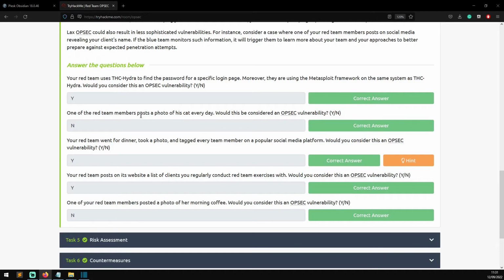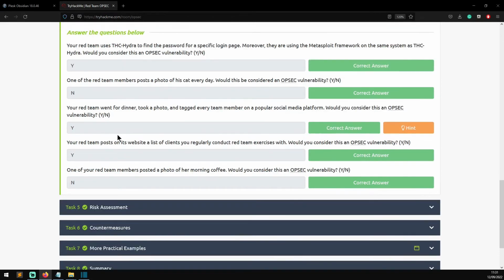One of the red team members posts a photo of his cat every day. Would you consider this to be an OPSEC vulnerability? It would be a catastrophe, but no, it's not an OPSEC vulnerability. The red team went for dinner, took a photo and tagged every member of the team on popular social media. Would you consider this an OPSEC vulnerability? Yeah, because you're putting them all in the same place together. If you're going on site doing physical tests, someone may recognize that. It's not a good thing to do.